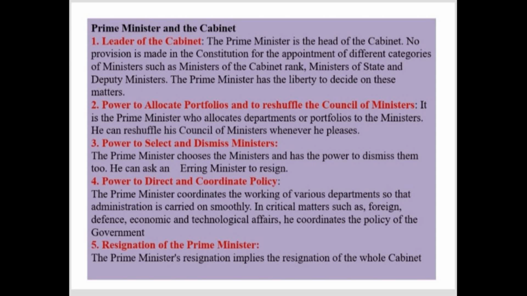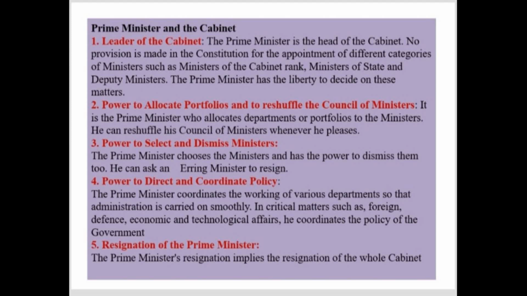He will take decisions on allocating these portfolios or positions, or he can even reshuffle them. And the prime minister even has the power to select and dismiss ministers. As per his will and wish, he can accommodate any person as a minister in his team, or he can remove anybody from his team. He can even ask a minister to get out of the ministry. It is his will and wish, because he is the leader of the party. As the leader of the government, he will decide which minister should be used and which minister is not necessary in the council of ministers. It is his complete authority.